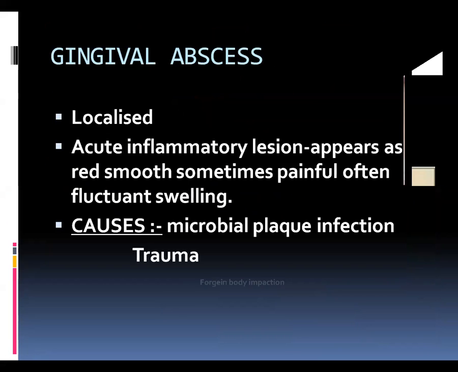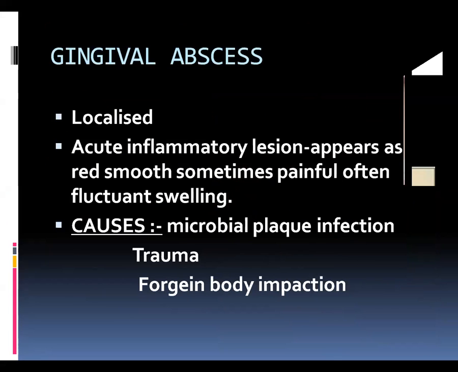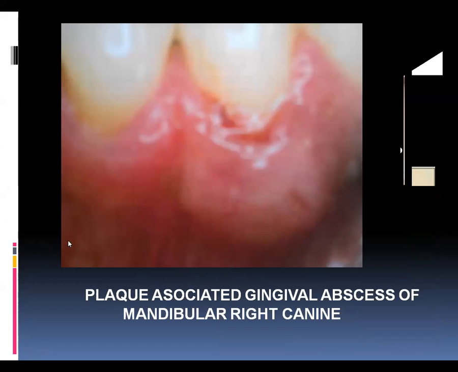It is a localized acute inflammatory lesion that appears in the gingiva, sometimes painful, often fluctuant. The causes of the gingival abscess are microbial plaque infection, trauma, and foreign body infection. These are the plaque associated gingival abscess on the mandibular right canine.